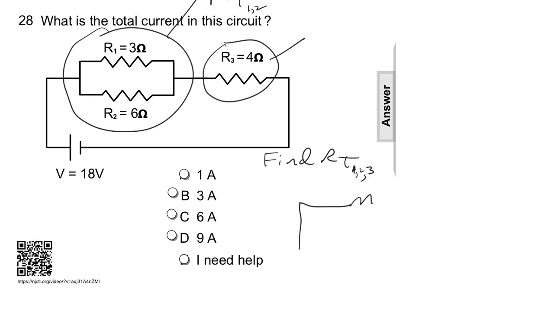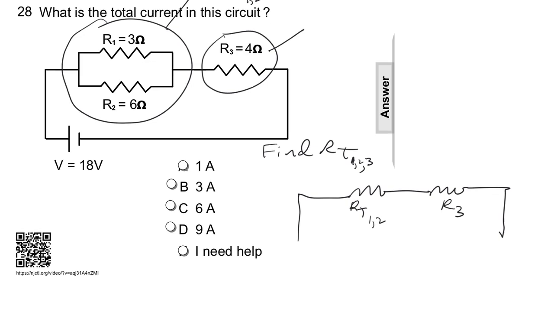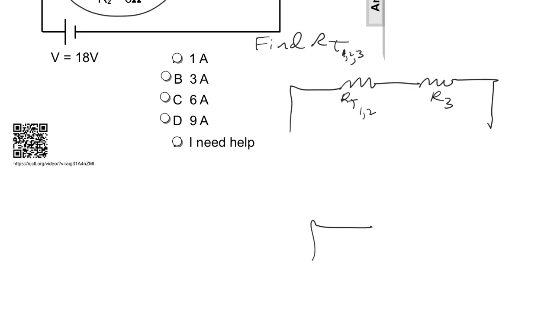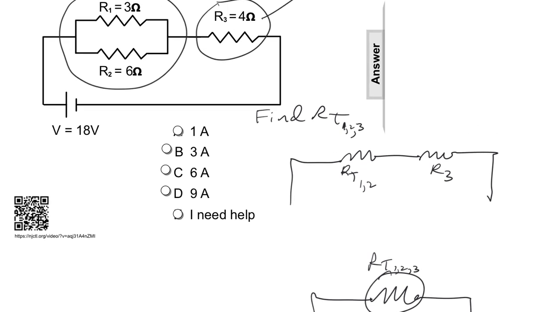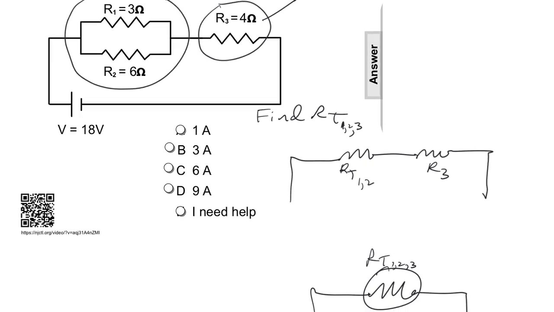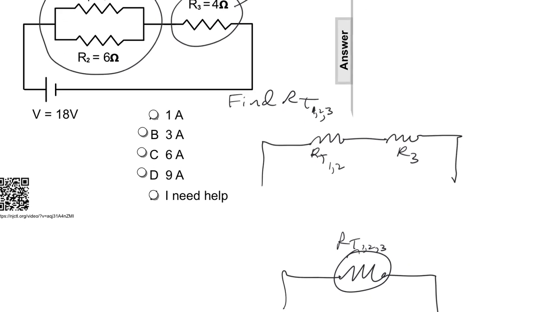So first of all, this is going to be R1. Let's call this RT 1, 2. This will be R3. Then I'll write it like this, all together as RT 1, 2, 3. Okay, anyway, that's how I'm going to find the total current. Okay, so let's find RT 1, 2.